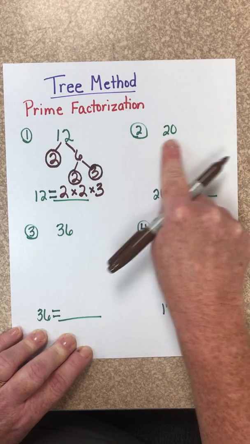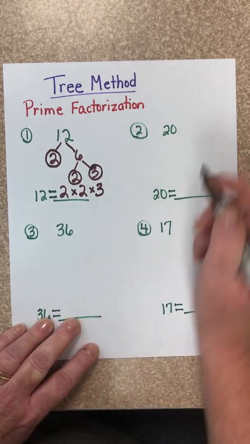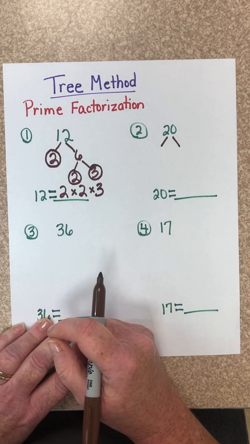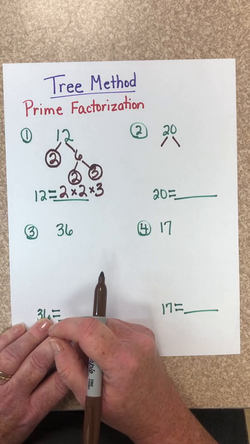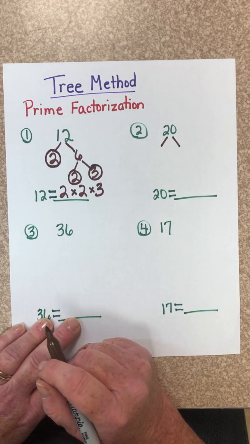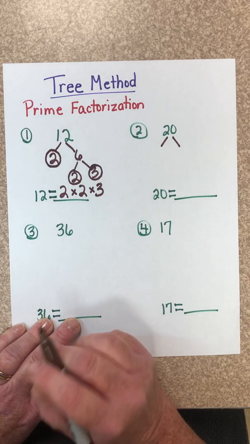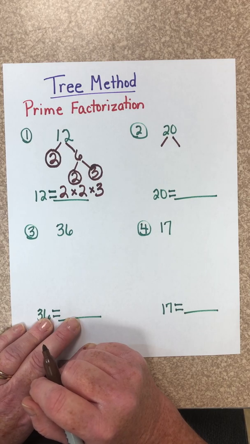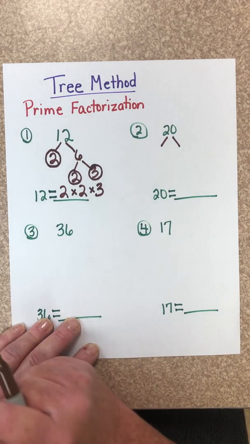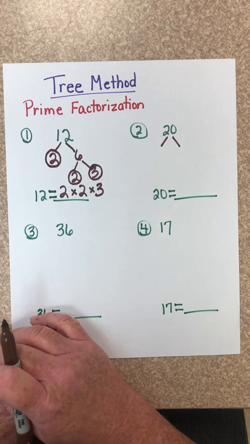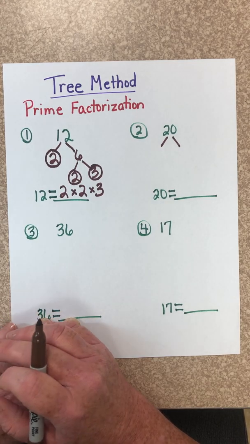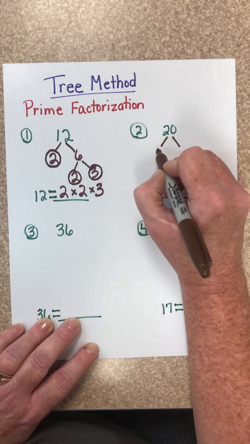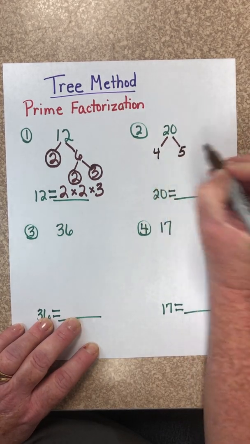Now let's look at the second example, and this is 20. So let's start by making our first 2 branches. What would be the smallest factor that we could use to get 20? Well, that would be a 2. But I want to do something different on this one. Could we use something other than 2 but still get the prime factorization? Well, the answer to that is yes. So what times what gives us 20? Well, what about 4 times 5?